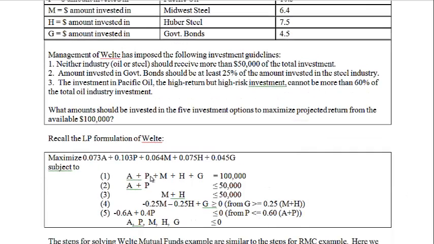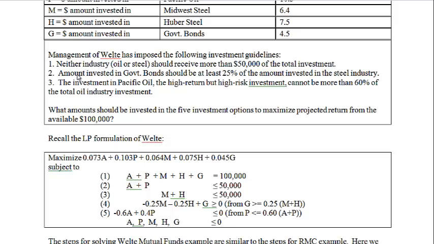The first constraint said the total amount to be invested is equal to $100,000. The second one said the amounts invested in the oil companies, Atlantic and Pacific Oil, should not exceed $50,000. And the third constraint said the amounts invested in the steel companies, Midwest Steel and Hoover Steel, could not exceed $50,000.